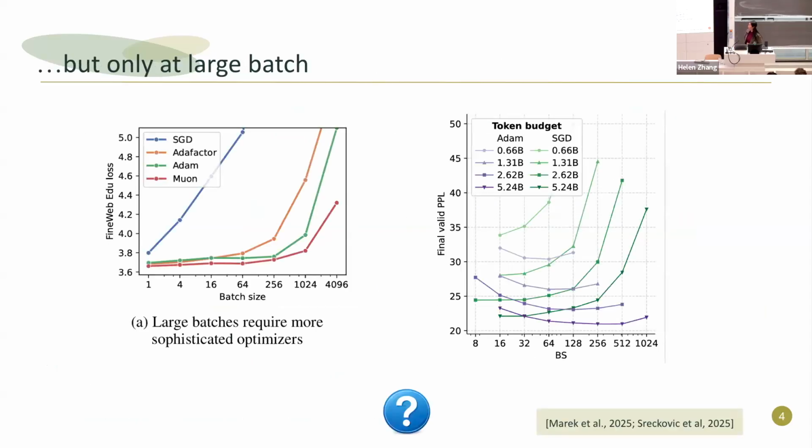Another observation that people have is that this only happens at large batch. If you have a small batch size, the gap between optimizers is a lot smaller.